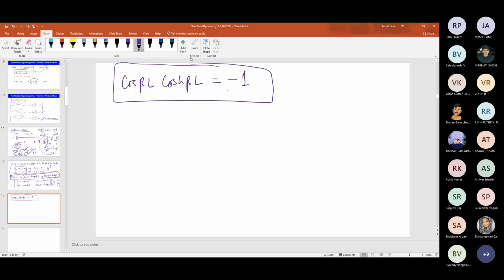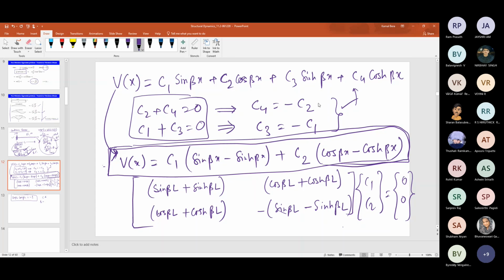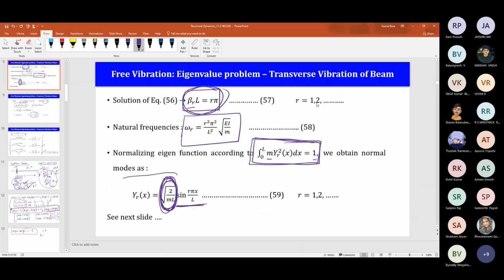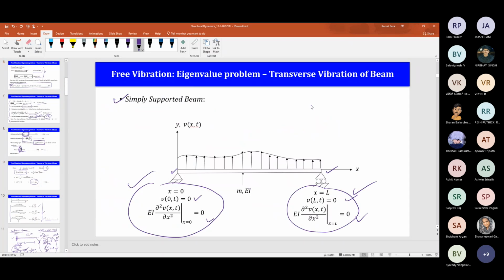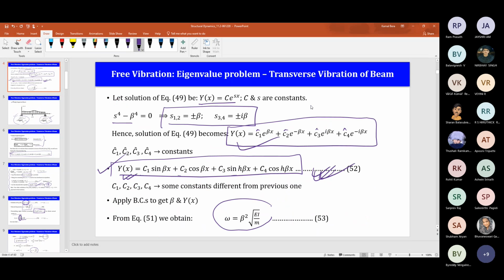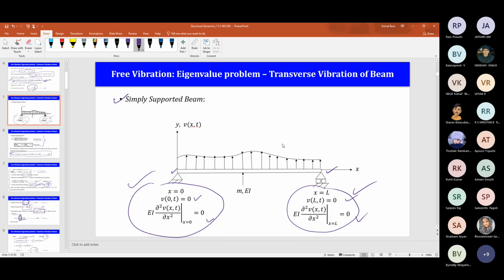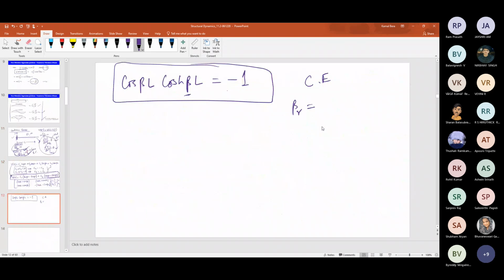Okay, so this is your characteristic equation or frequency equation. Why frequency equation? Because this will give the frequency, beta r, right? We'll get the rth solution as beta r. What is that relationship called? You can find it once you obtain beta r. So omega is beta square root over EI by m. EI by m is known to you, so you have to find beta r for the rth root of this characteristic equation. Then you can find omega r.